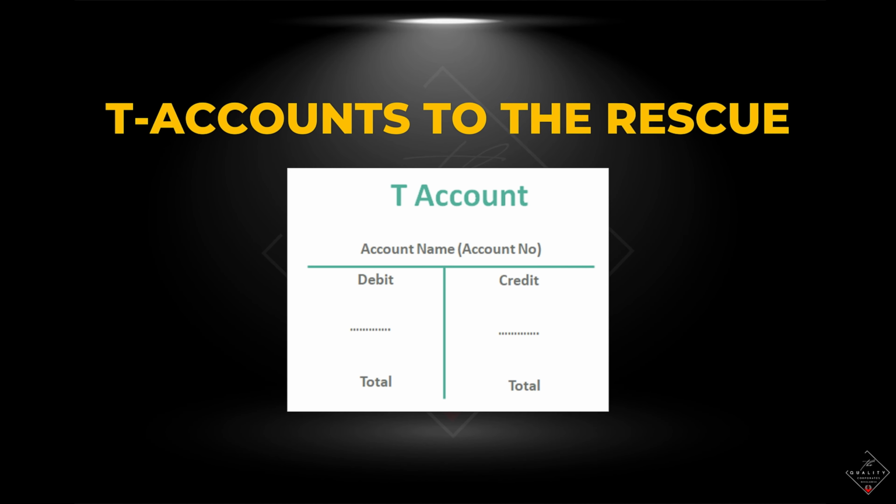To visualize these, we use T accounts. Debit entries are made on the left side of an account in a ledger. Credit entries are made on the right side of an account in a ledger. It's like our financial playground. When you make a transaction, you add to one side and subtract from the other.